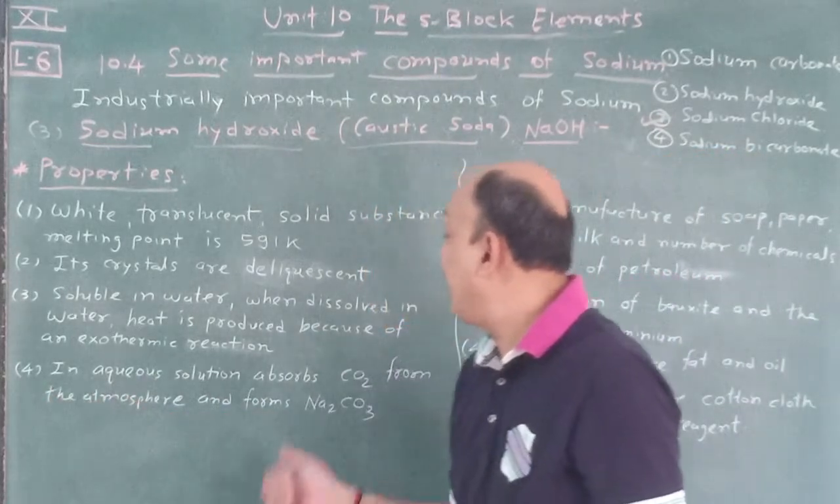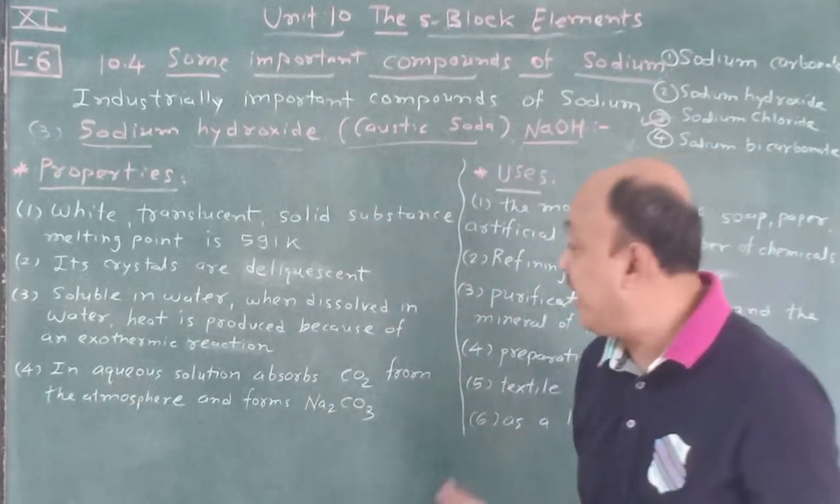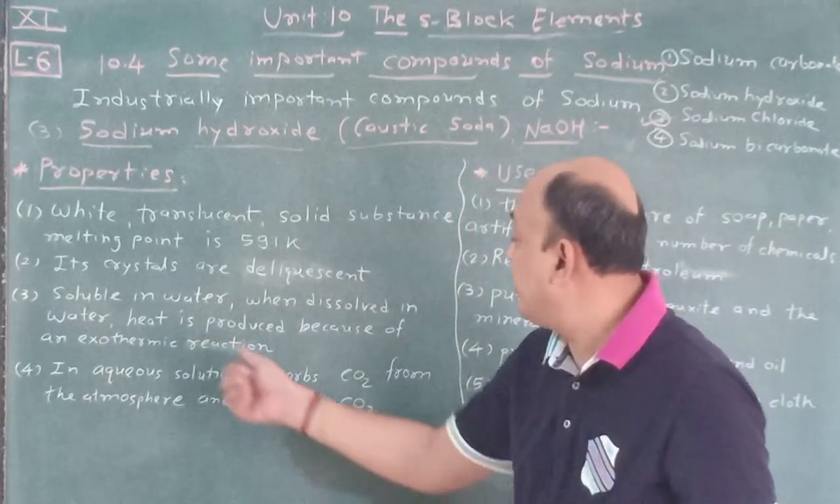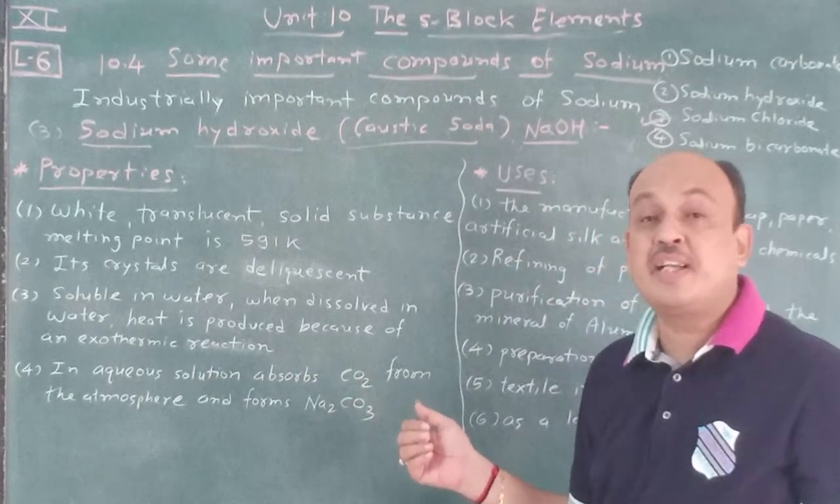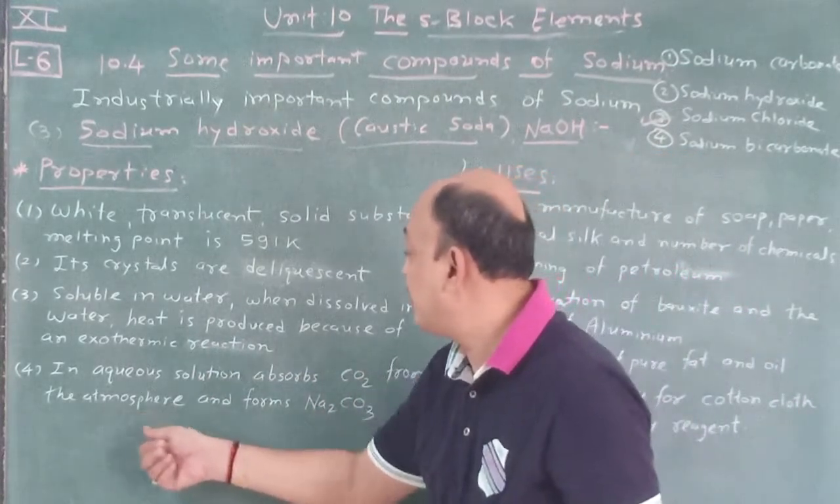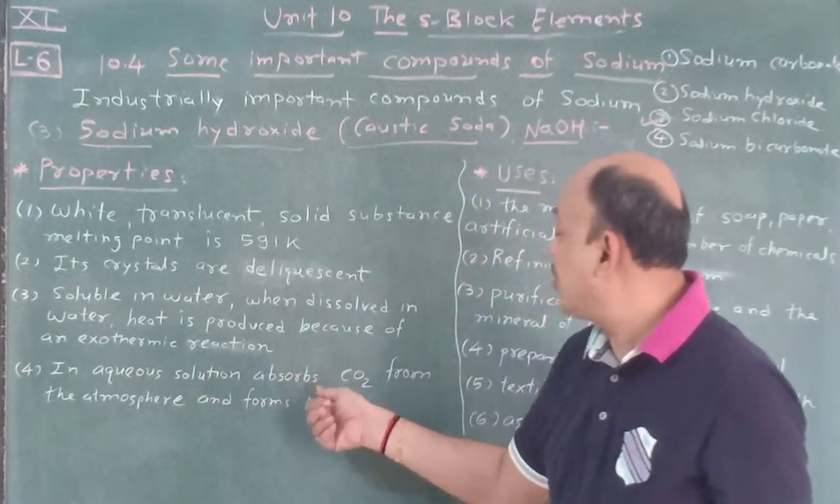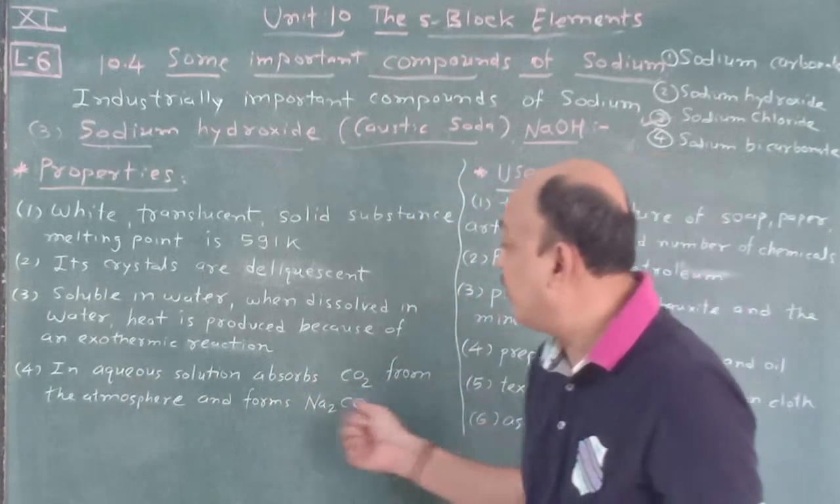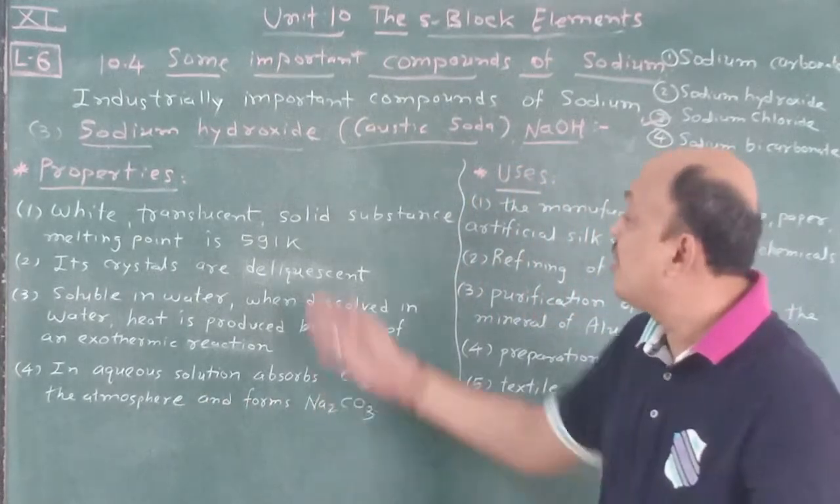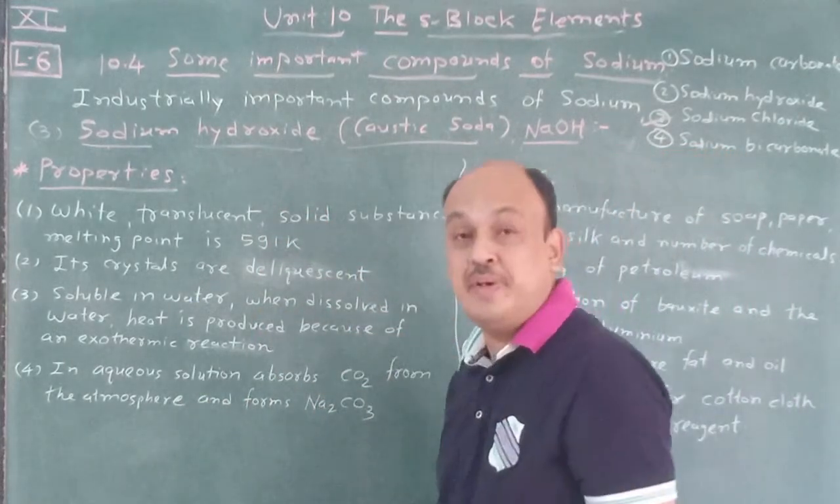Fourth one is, in aqueous solution it absorbs carbon dioxide from the atmosphere and forms Na2CO3. That means sodium hydroxide reacts with carbon dioxide. It produces sodium carbonate. In aqueous solution it absorbs carbon dioxide from the atmosphere and forms Na2CO3, sodium carbonate. So this is all about properties of sodium hydroxide.